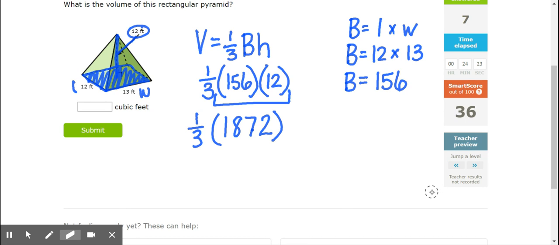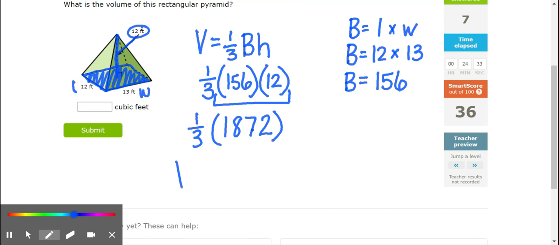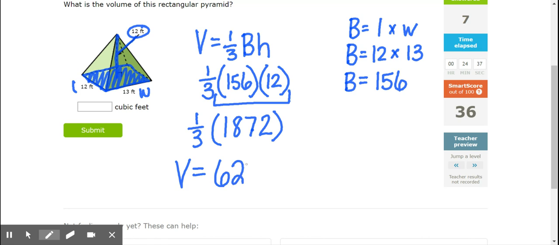So in my calculator, I'm typing in 1,872 divided by 3, and I get 624. So the volume of this pyramid is going to be 624 cubic feet.